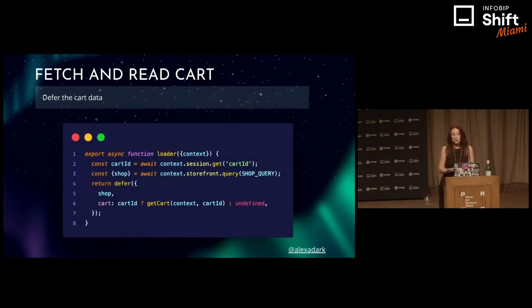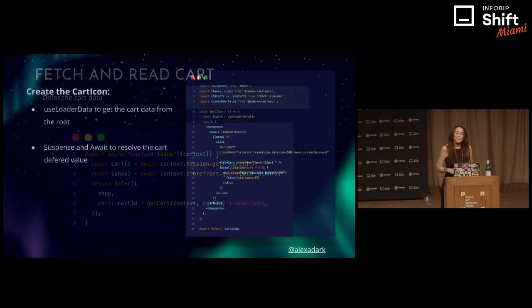So here in my loader, I run the getCart function, but as you can see, I'm not awaiting this promise to be resolved because I need the shop data for my SEO immediately. So I use the defer utility, and defer allows for streaming and deferred responses, and it will transport the promises to the UI components, and that's where it will be resolved.